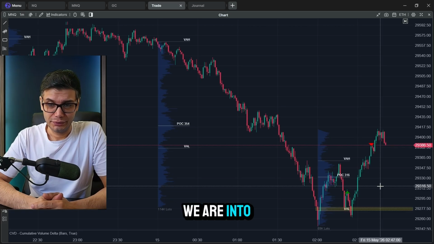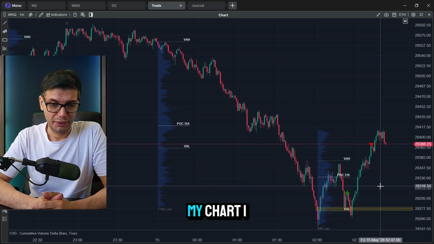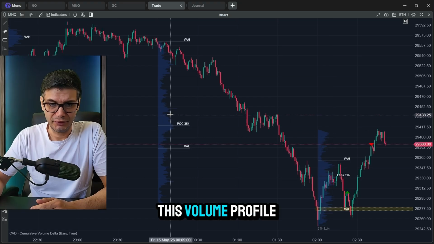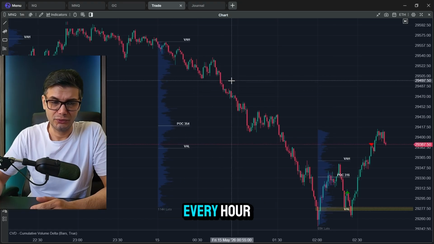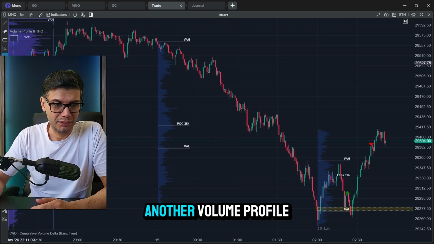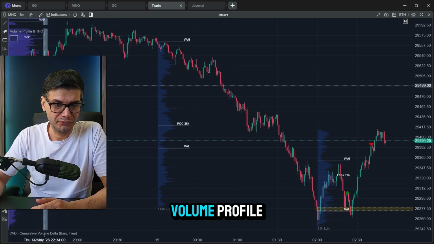We are into London session. On my chart, I have volume profile. This volume profile that you see is set to every hour. But on the left hand side, I have another volume profile. This is fixed volume profile.